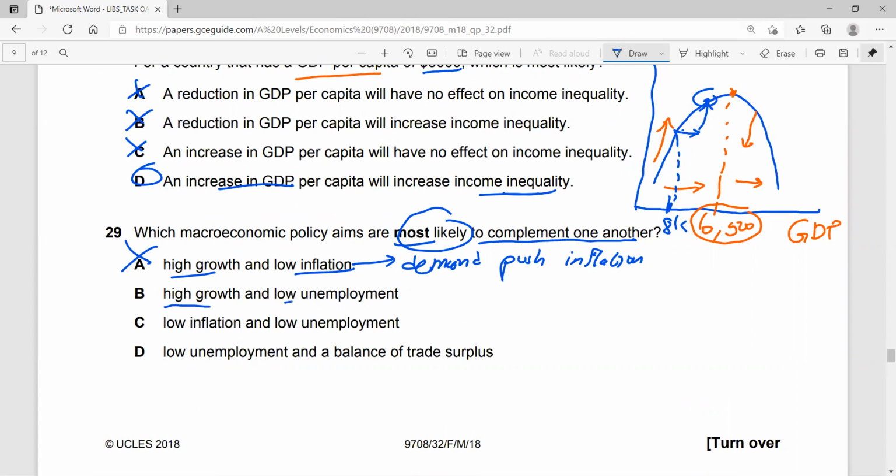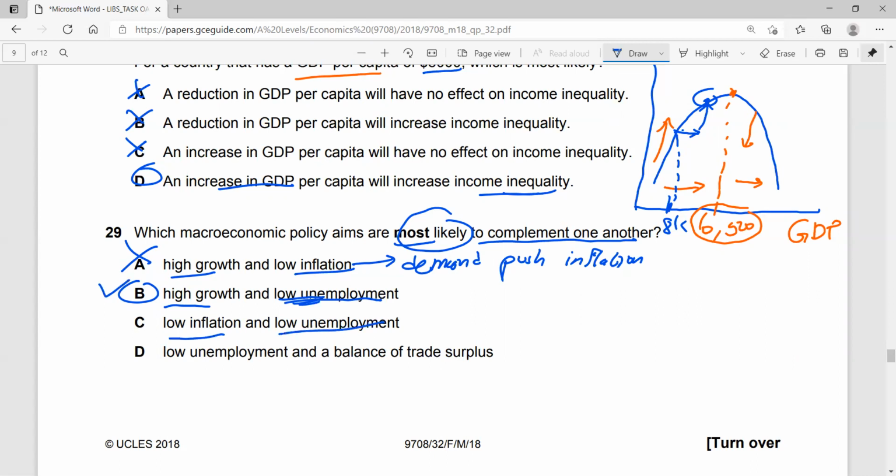High growth and low unemployment, this should be right, because usually when you try to push for high growth, you increase your aggregate demand. That does lead to more consumption, more demand for goods, and thus more production. So you're producing more, and if you're producing more, you have more jobs. So you have lower levels of unemployment, i.e. a higher employment rate. This should be your answer. Let's look at the rest.